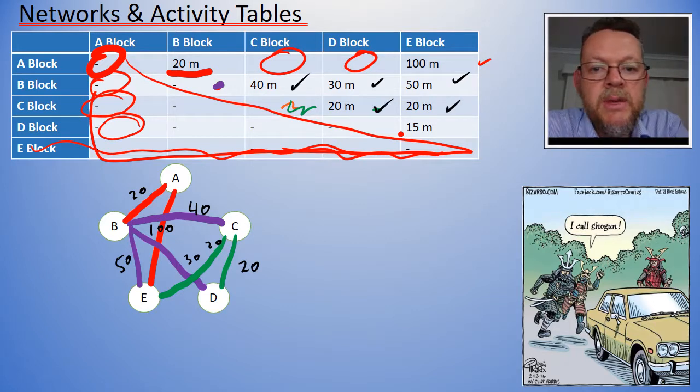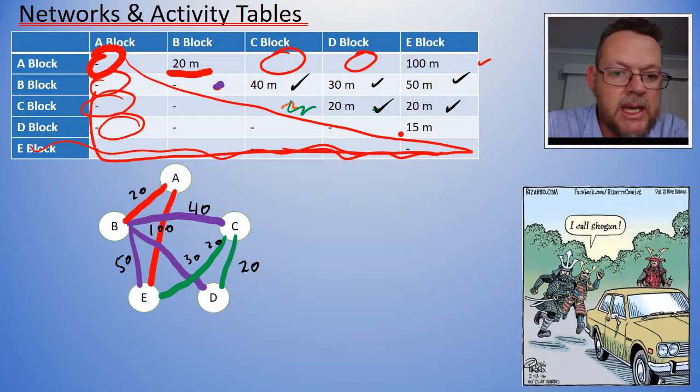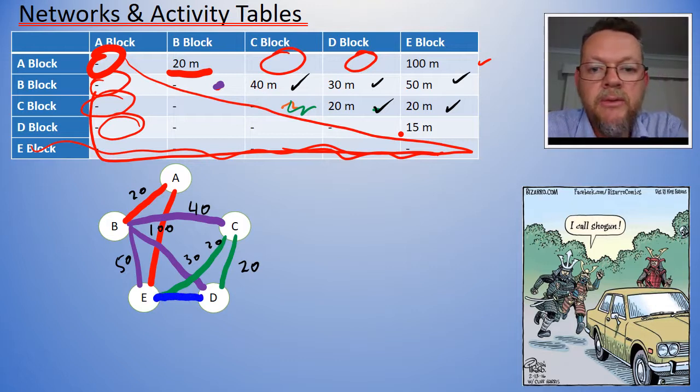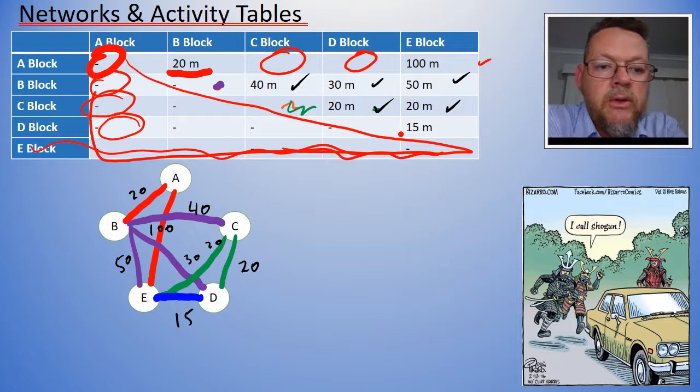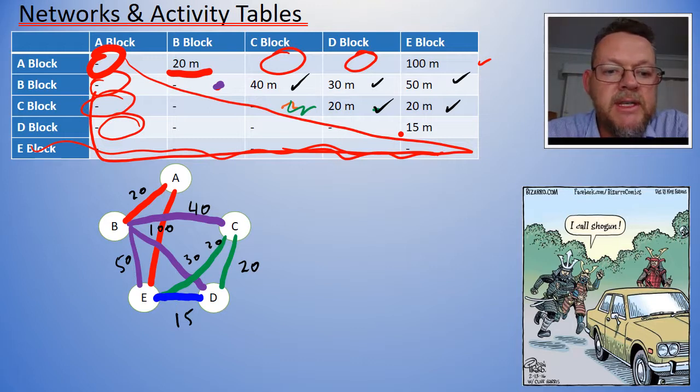Finally, the last measurement we're going to draw in is that of D block. Now I'm going from D to E. I'll use a thick pen because I've set that pattern. And we're going from D to E, and that's what, 15 meters. So we'll write that value in. So we've now created a network diagram from an activity table.